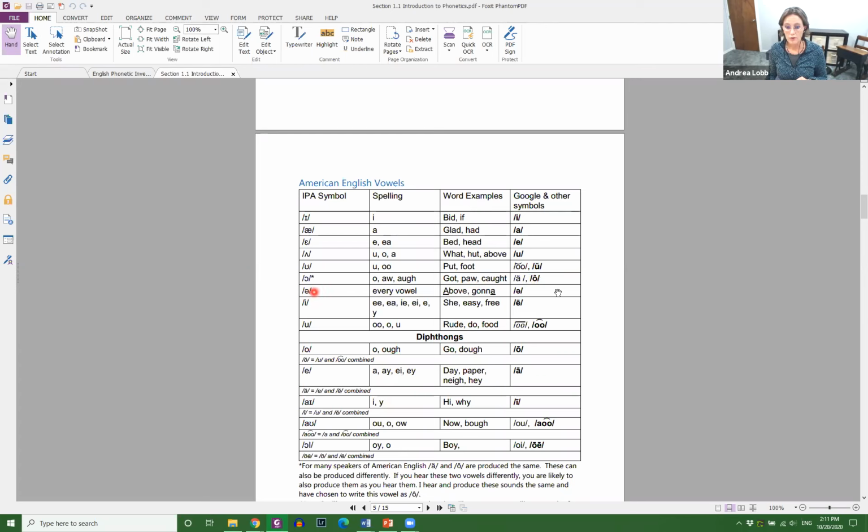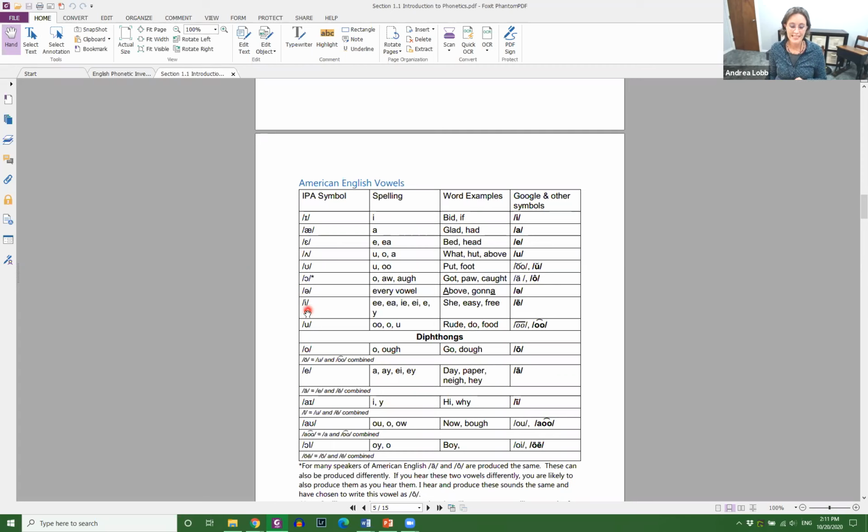The schwa vowel, Google also writes it with an upside down E. Above. Gonna. Sounds very similar to this. It's just not as pronounced. So these two here sound very similar. One is just really reduced. One has a little more emphasis.